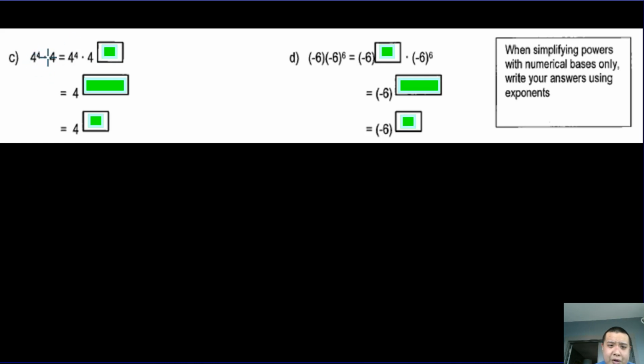Here we have 4 to the 4th times 4. Now 4 by itself is the same thing as 4 to the 1, because that's only one 4. So it's 4 to the 1. Then we can add the exponents, so it's going to be 4 plus 1. So 4 to the 4 plus 1, which gets us 4 to the 5th. Here we have, again, negative 6 times negative 6 to the 6th. This negative 6 is the same thing as negative 6 to the 1. So this is going to be negative 6 to the 1 plus 6, which gets us negative 6 to the 7th.